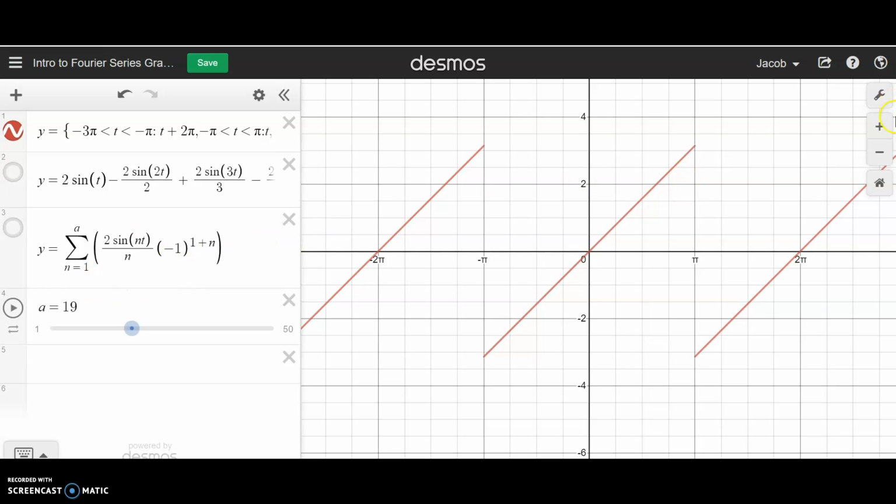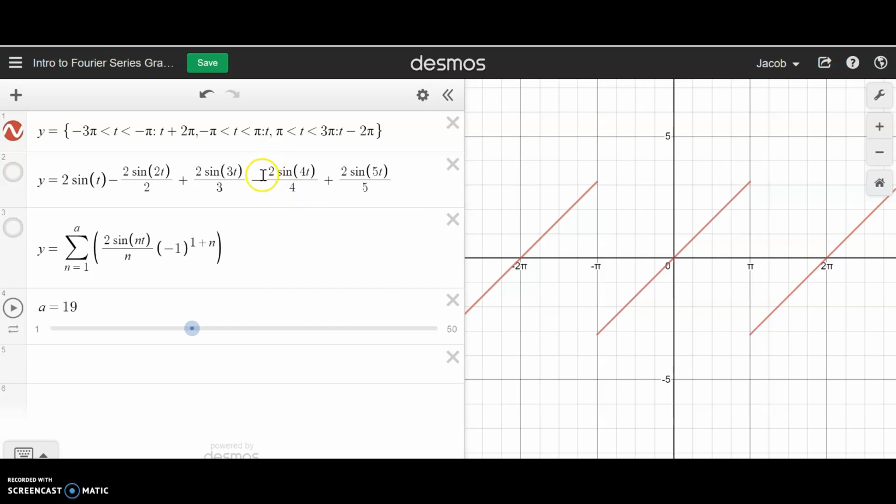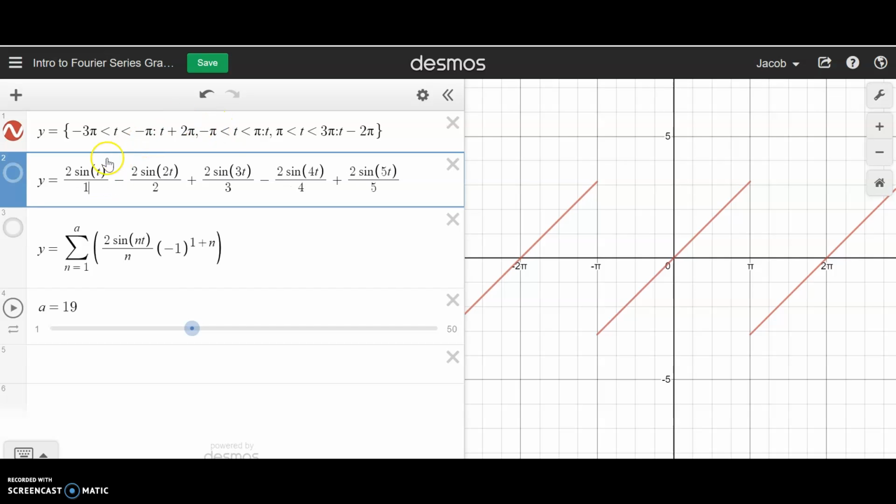But watch this. What you see in red here is this guy. If you look here, I've got 2 sine of t minus 2 sine of 2t over 2 plus 2 sine of 3t over 3. I'll move this over. Minus 2 sine of 4t over 4 plus 2 sine of 5t over 5. What I want you to see is that it's 2 sine of t over, where what's in the bottom, I could write here over 1, and I could put a 1 right there. That number is increasing.